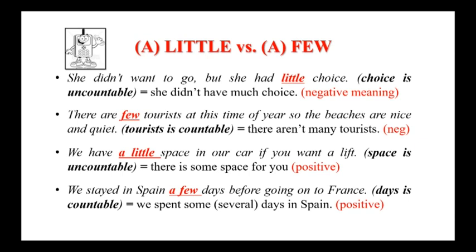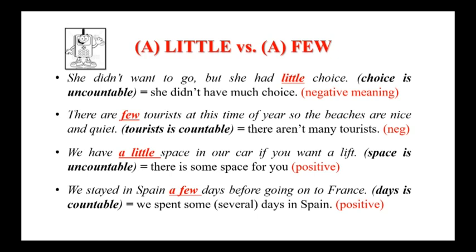We have a little space in our car if you want a lift. Dakle, možemo da te povezemo. To je pozitivna stvar. A little. Takođe, a little se koristi kod nečeg nebrojivog. Space is uncountable. Space ne možemo da brojimo. 1 space, 2 spaces, 3 spaces, nije brojivo. Dakle, we have a little space. Ako hoćeš da te povezemo, možemo. Pozitivno je. It's positive, there is some space for you. You don't have to walk.